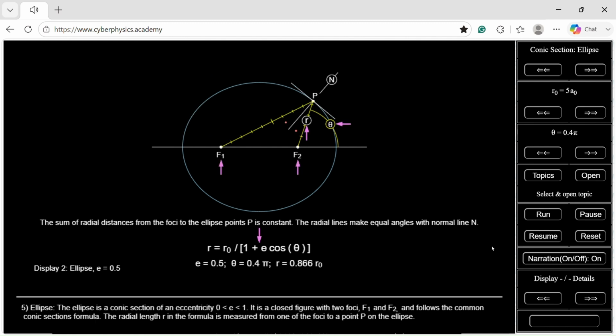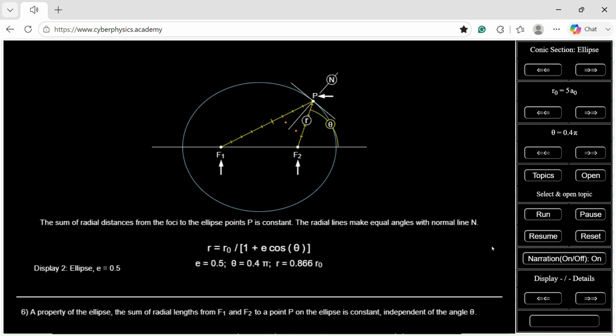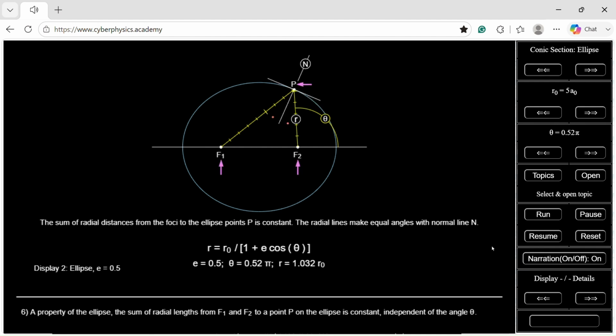The ellipse is a conic section of an eccentricity E greater than 0 and less than 1. It is a closed figure with two foci, F1 and F2, and follows the common conic sections formula. The radial length r in the formula is measured from one of the foci to a point P on the ellipse. A property of the ellipse, the sum of radial lengths from F1 and F2 to a point P on the ellipse is constant, independent of the angle theta.